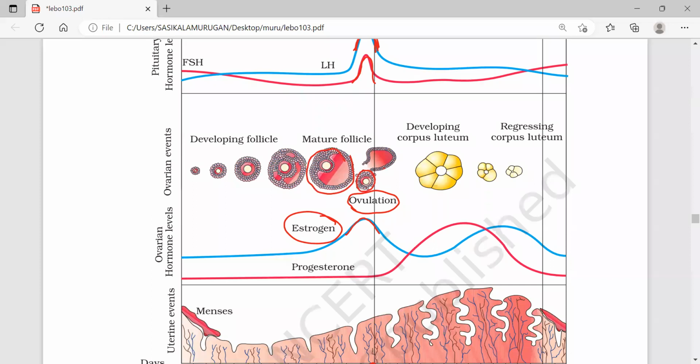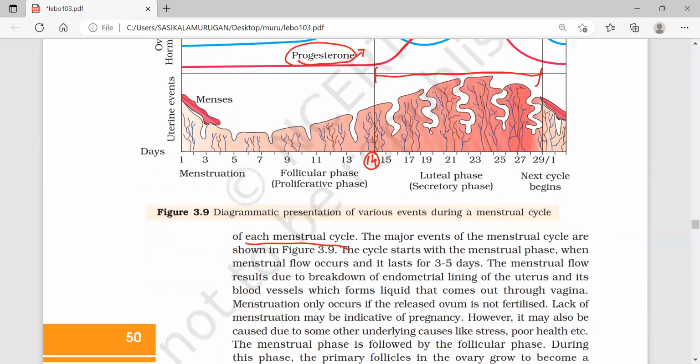The released ovum then enters the next phase, and the graafian follicle converts into the corpus luteum. Then the corpus luteum starts producing another hormone, that is progesterone. So this is the luteal phase. During the luteal phase, progesterone hormone is usually synthesized. The luteal phase is also called the secretory phase, but the follicular phase is the proliferative phase.